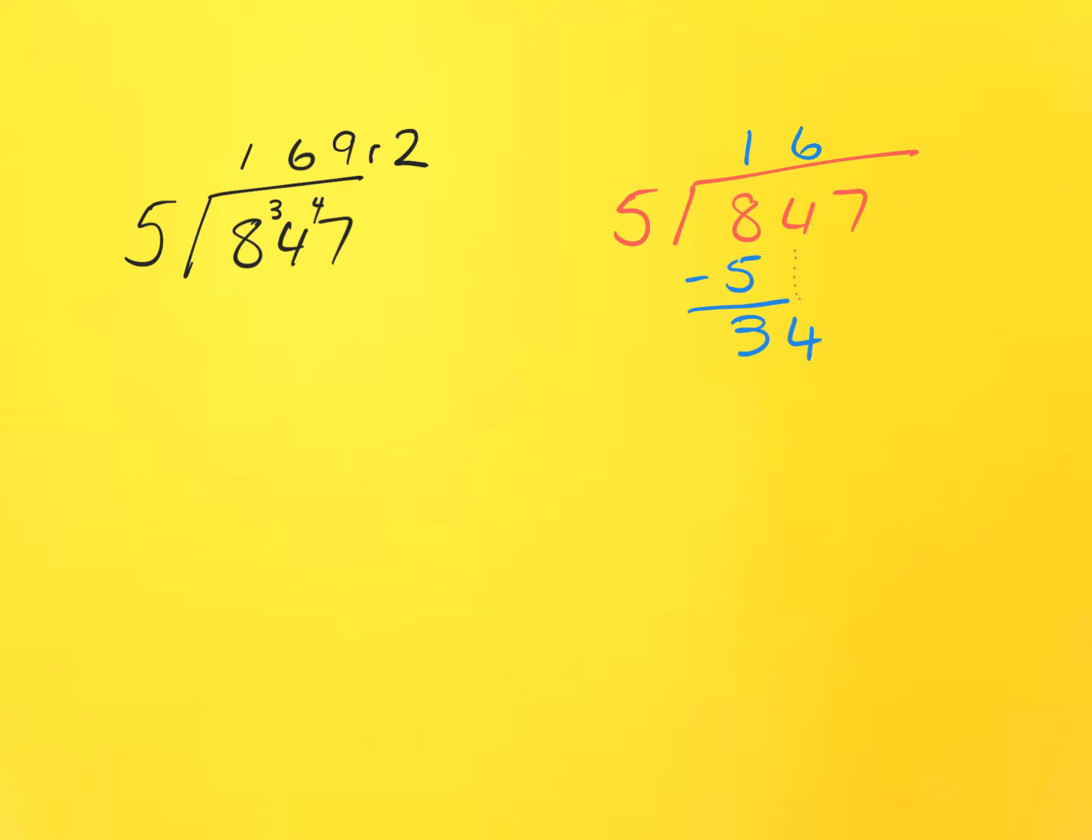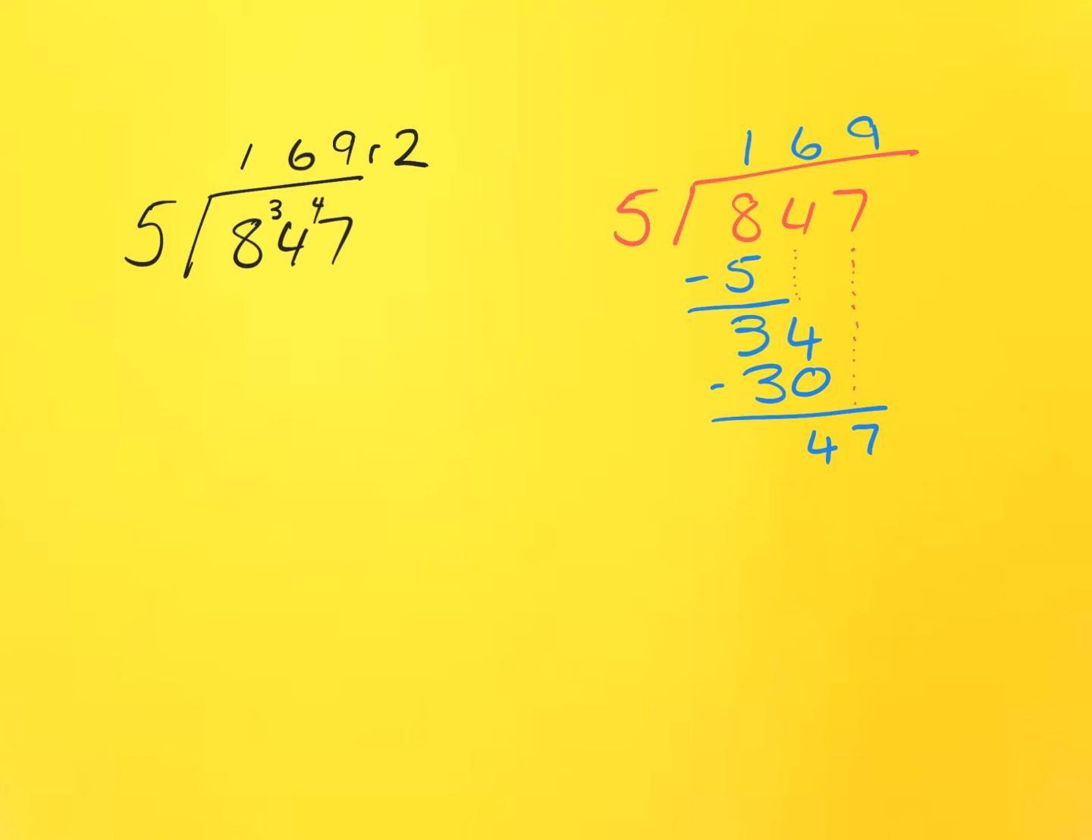And 6 times 5 is 30. And I'll do my subtraction sum. So 4 take away 0 is 4. 3 take away 3 is 0. And now I bring down my 7. And I put my 7 over there. And once again, I say, how many times does 5 divide into 47? Well, it divides into 47 9 times.